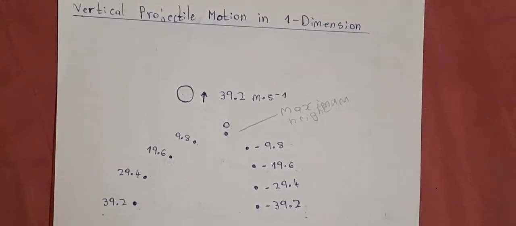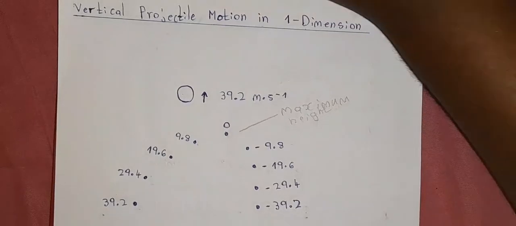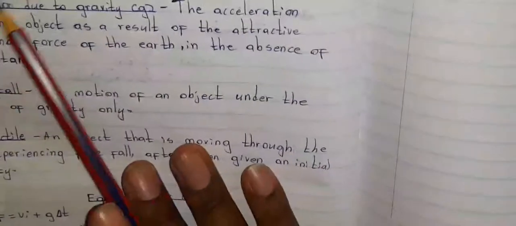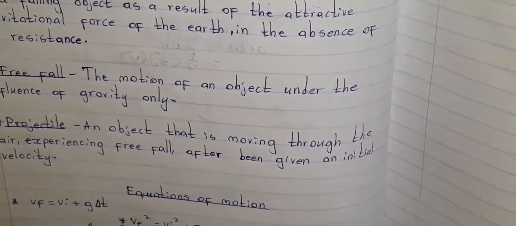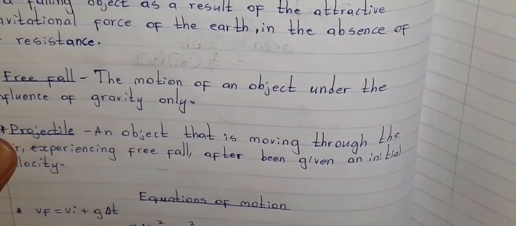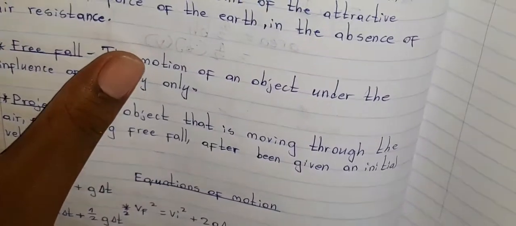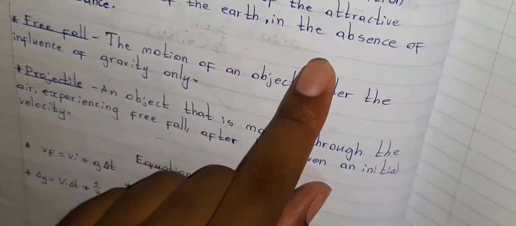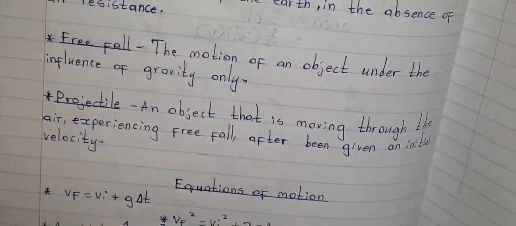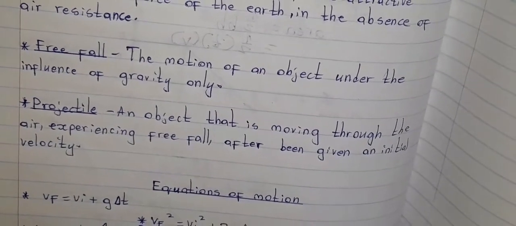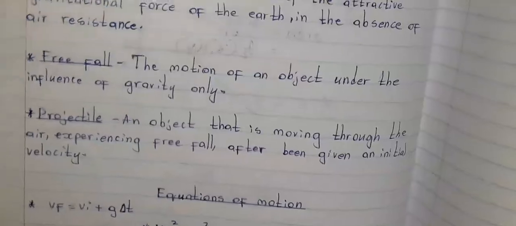So what is a gravitational constant? Let me read it here. And I hope you can see there. It says acceleration due to gravity: the acceleration of a falling object as a result of the attractive gravitational force of the Earth in the absence of air resistance. So when there is no air resistance, gravitational acceleration is 9.8 meters per second downwards.